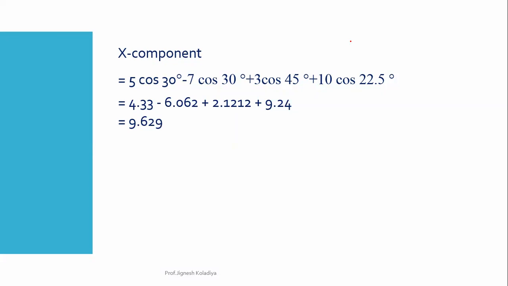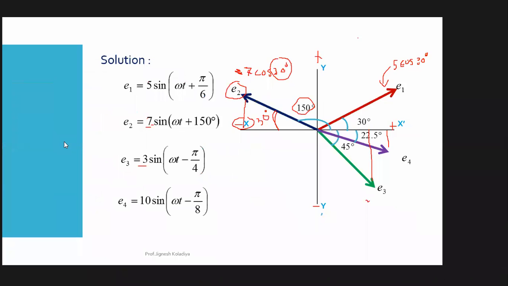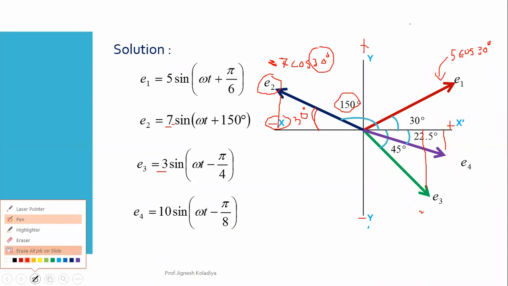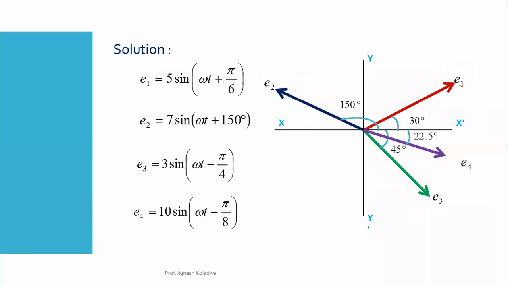Okay. So this is 9.629. Again, you have this figure in front of you. Now you have to tell me the y component for all: y component for E1, y component for E2, y component for E3 and E4. And I'm sure that those who are doing well can give me the answer.